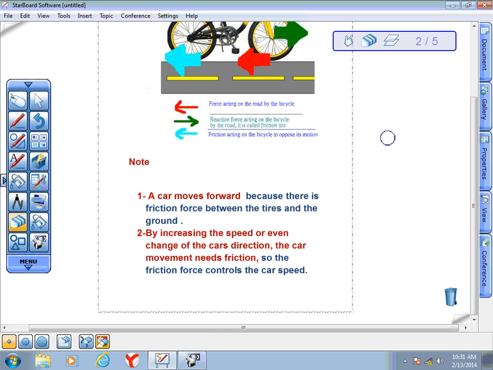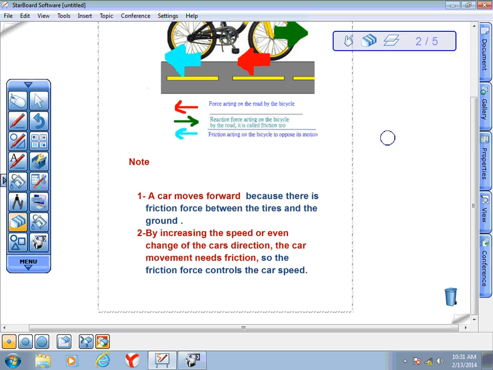Okay, Primary 5. This figure shows that there is a friction force between the bike tire and the ground, and this force tries to slow down the movement of the bike. Note: this note explains the concept of friction force.